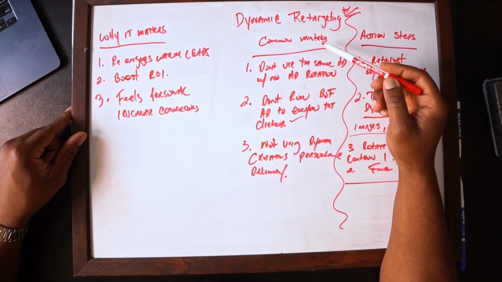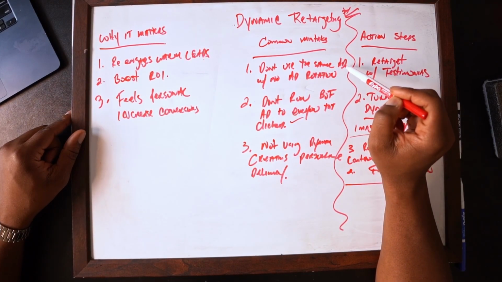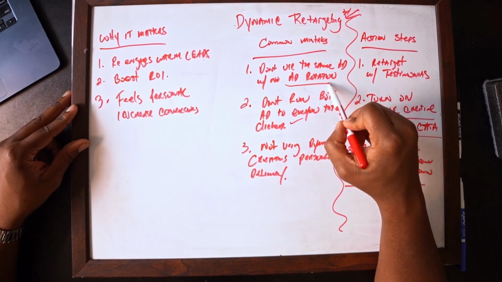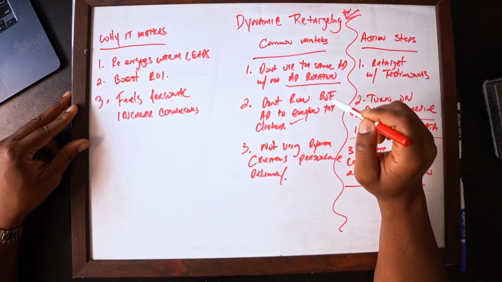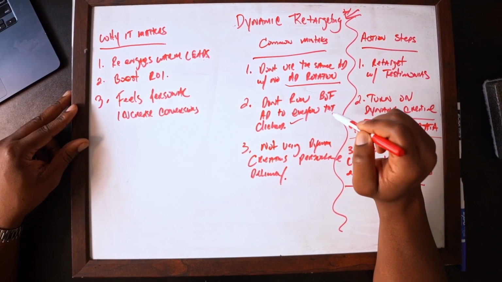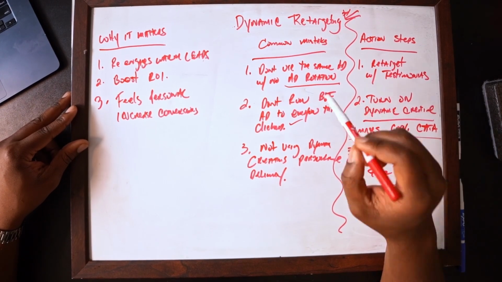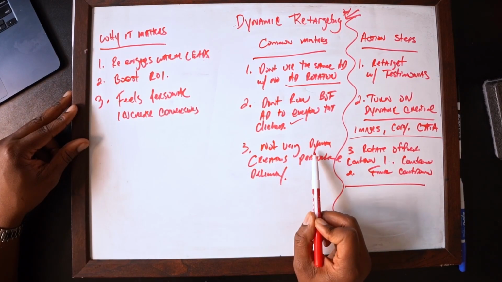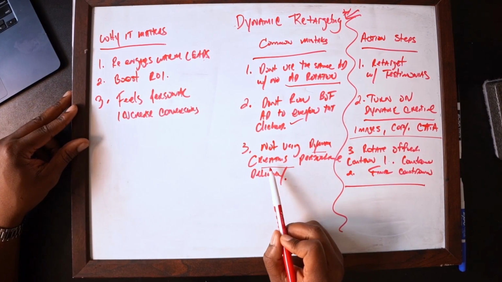All right, common mistakes to avoid. Don't use the same ad creative. You have to have enough videos and static images to rotate the ads. Don't run bottom of the funnel ads only to the people that clicked. Make it a little bit broader. And also make sure you are using dynamic creative. It's a common mistake, don't avoid dynamic creative.